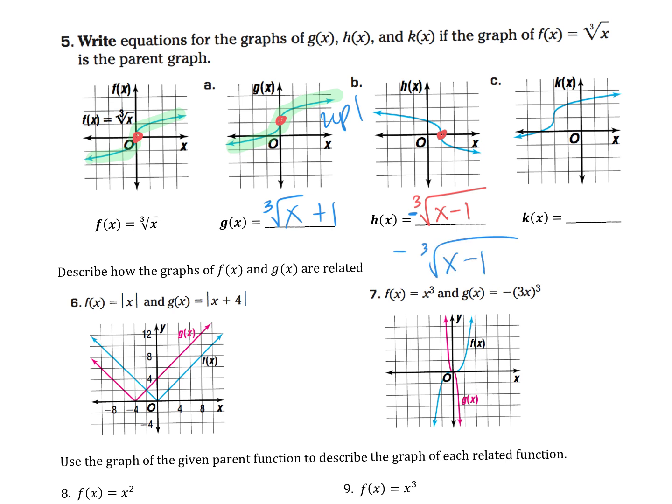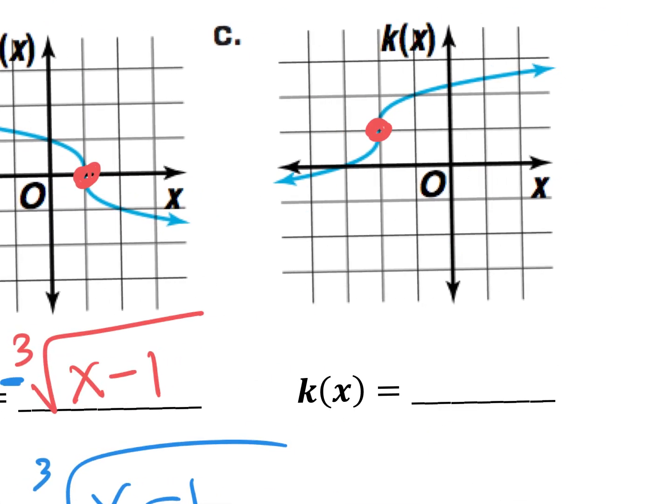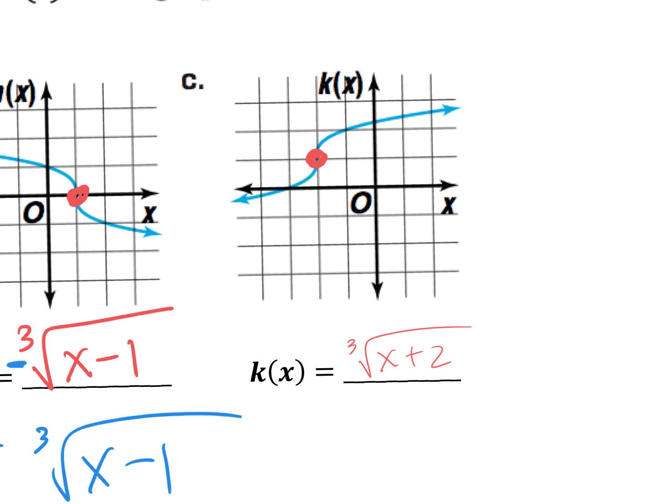Okay, final one. You with me, Thomas Drew? Here we go. This origin's now over here. How are we getting it over here? Which way did it move? Left 2 and up 1. So how are we going to do that? Cube root of x is my parent. How am I going to get left 2? X plus 2 is going left 2. And then how am I getting up 1? Throw a plus 1 outside of that cube root.